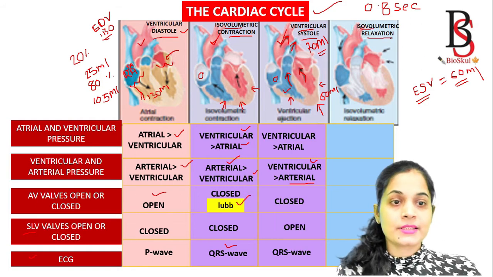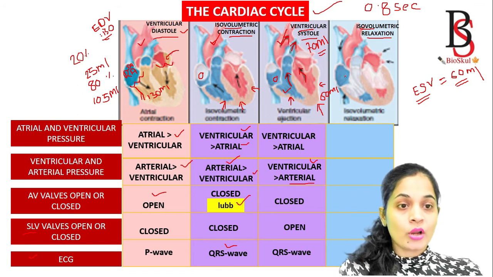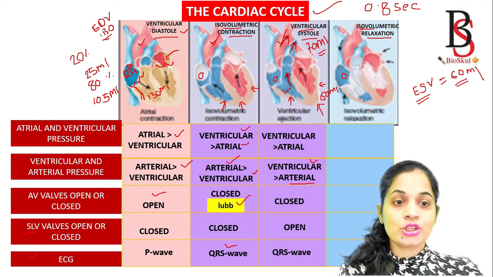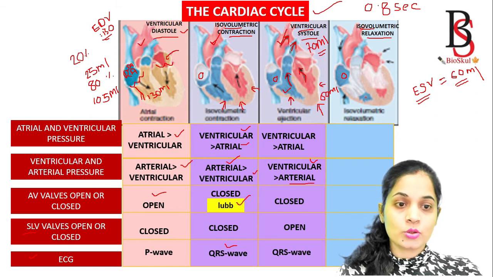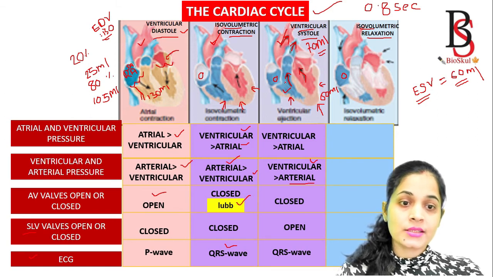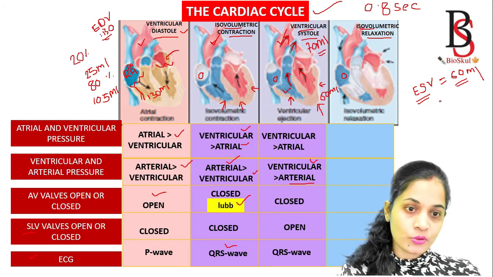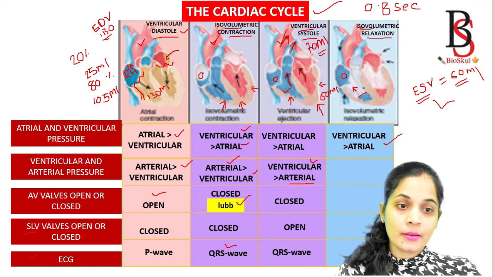Let's see the last phase. That is isovolumetric relaxation. The same volume is maintained. So let's see the pressure first. Now we'll compare the atrium and ventricles. The atrium has no blood, so it has zero pressure, but the ventricles have only 60 ml of blood. See, here it is full with blood, but here only 60 ml of blood is left. That is known as the end systolic volume. If we compare these two, atrium and ventricle, then the pressure is higher in the ventricles.